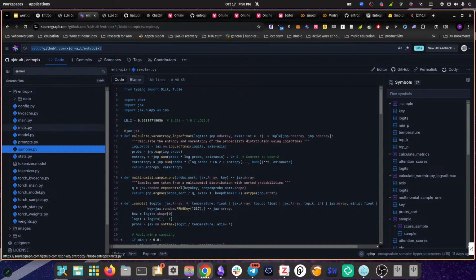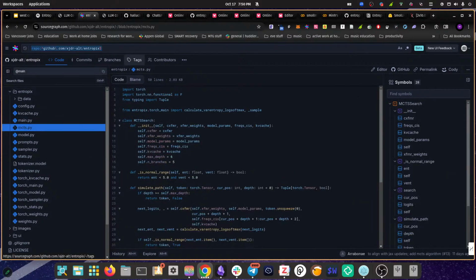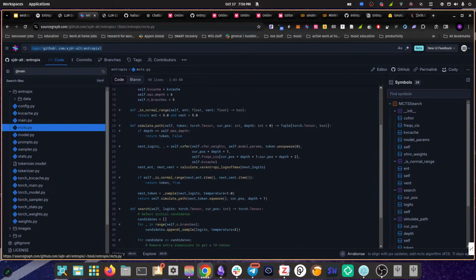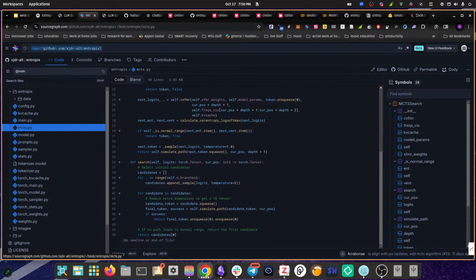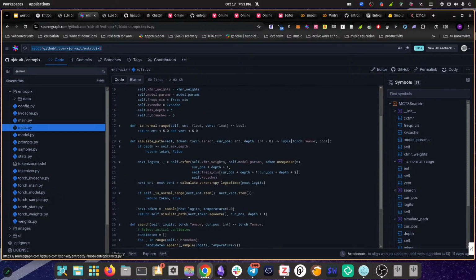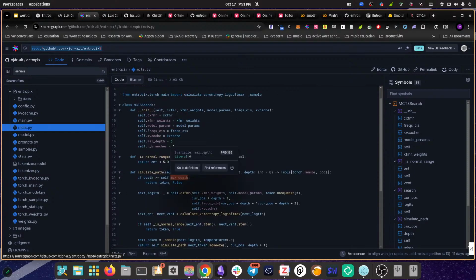Yeah, we have mcts.py, and is this in main? I think, okay, so main has this. So we have an MCTS search. Is it in the normal range? Simulate the path. We're going to search, select the initial candidates. If none of it leads to the normal range, return the first candidate. Let's see, simulate path. So we're going to do transformer weights, model params.